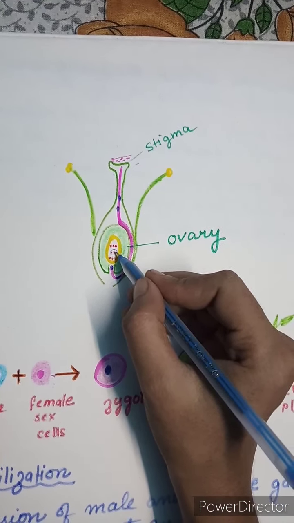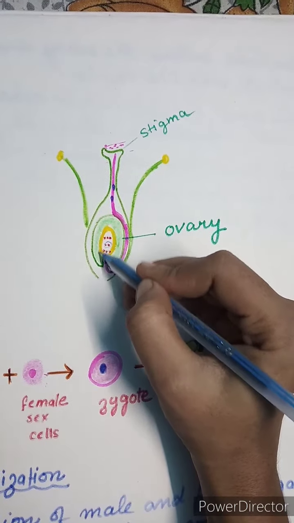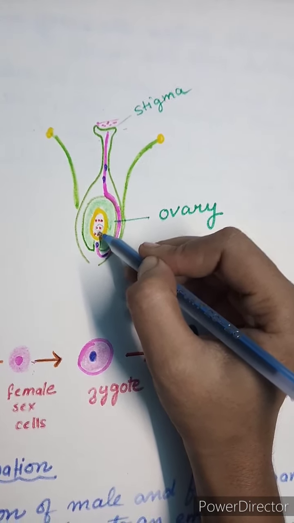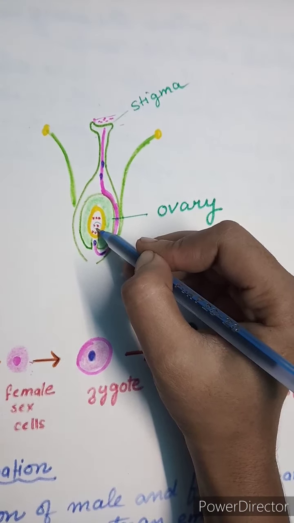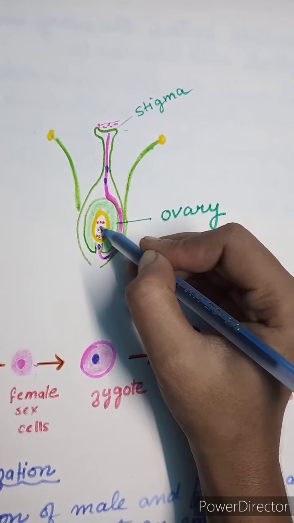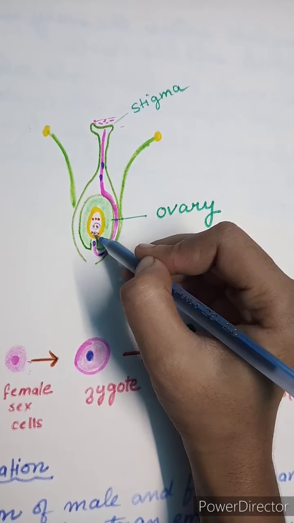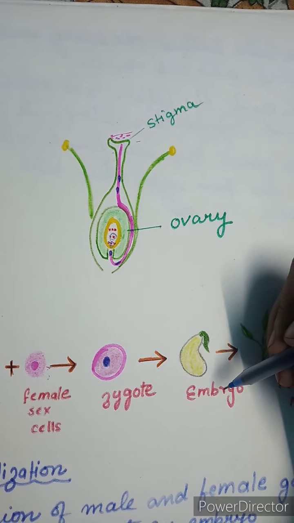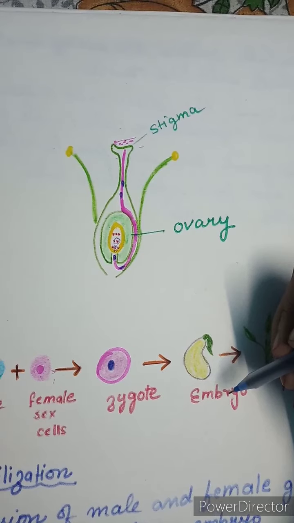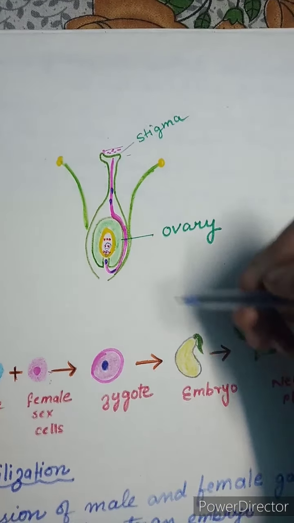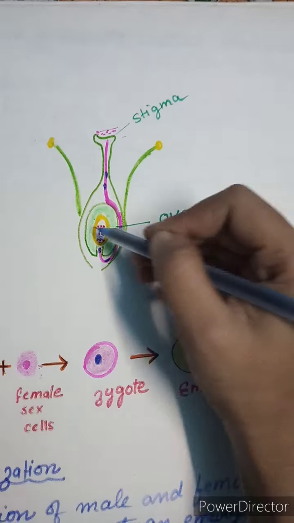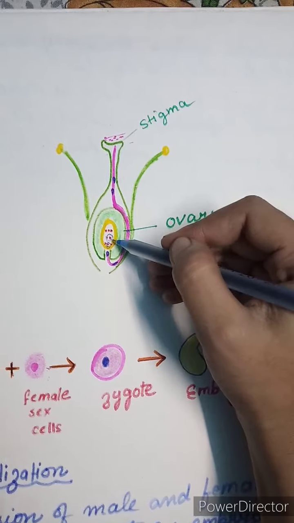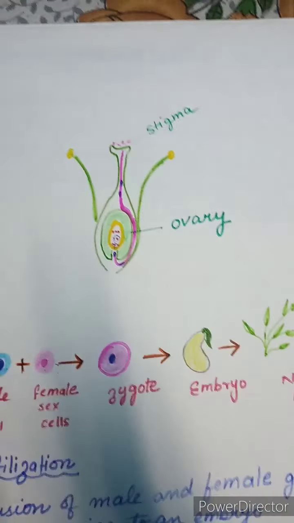So children, it reaches the female ovary and it fuses here. It gets fused with these cells, the female sex cells or female gametes, and then forms an embryo. The fusion of male and female reproductive cells forms a zygote, which develops into a seed.